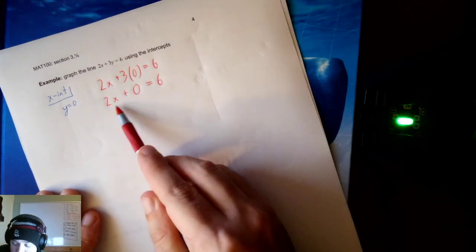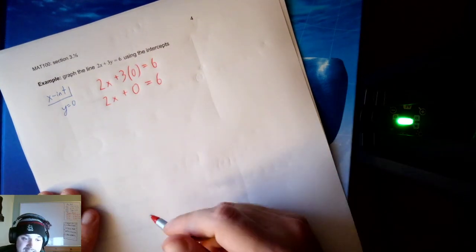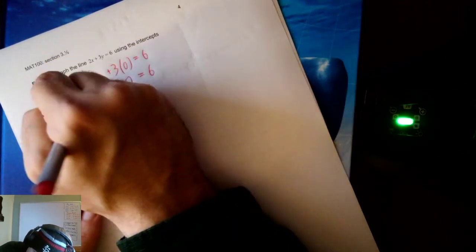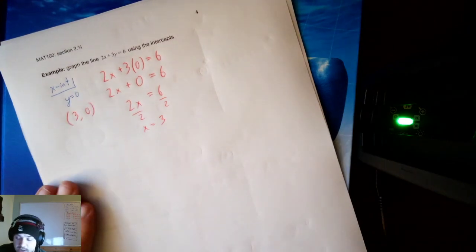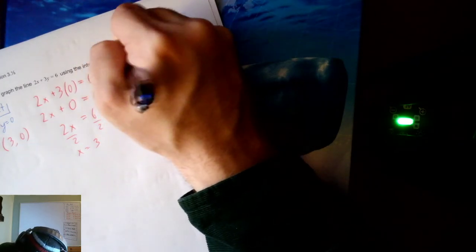2x plus 0. Well, anything plus 0 is the same thing, right? 10 plus 0 is 10. 17 plus 0 is 17. 2x plus 0 is 2x, right? I'm adding 0. It doesn't change what I started with. And so to get x by itself, I can divide by 2 and get x equals 3. So my x-intercept is 3, comma 0, right? The x value was 3, and the y value is 0. So that's my x-intercept.